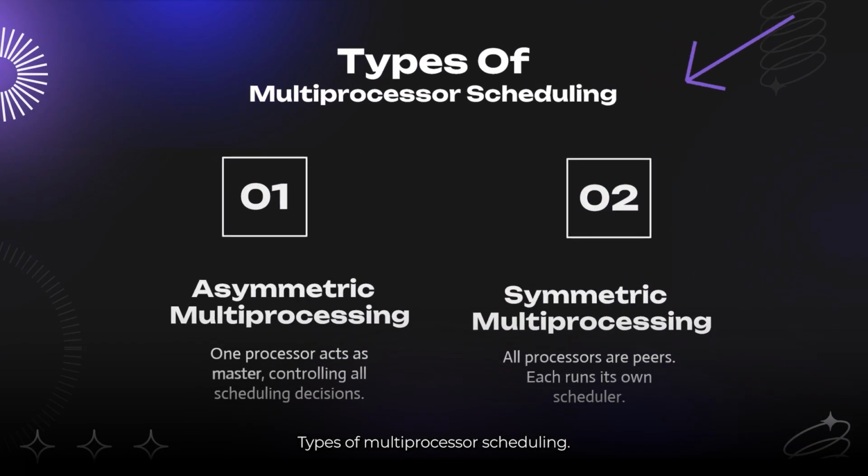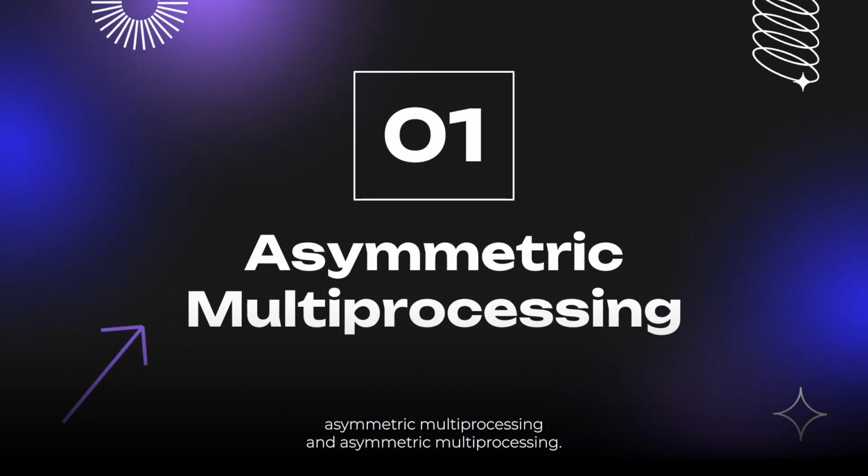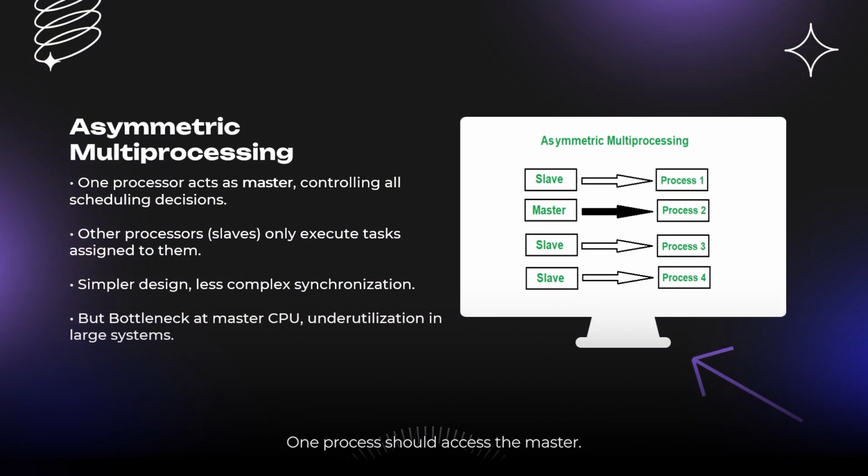Types of multiprocessor scheduling. Now, there are mainly two types of multiprocessor scheduling: asymmetric multiprocessing and symmetric multiprocessing. Asymmetric multiprocessing. In asymmetric multiprocessing, one processor acts as the master. This master CPU makes all the scheduling decisions. It controls which task should run and where. The other processors, called slaves, simply execute the task assigned to them. This approach is simple to design and requires less synchronization between CPUs.